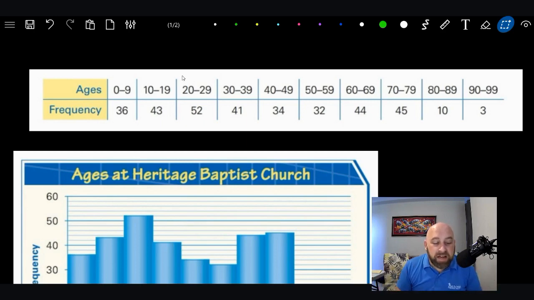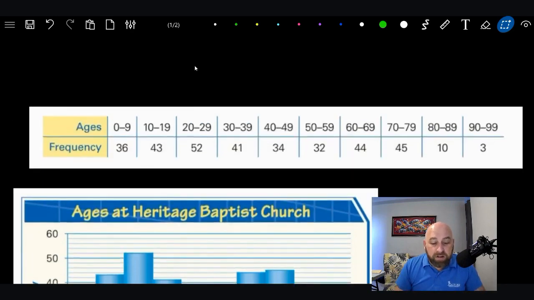50 to 59, 32. 60 to 69, there are 44. 70 to 79, there are 45. 80 to 89, there are 10. And check out these guys, I love them. They're dedicated, they're still going to church. 90 to 99, there are 3 of those people in that church. Now, this would be like on an average Sunday, they just took the ages of everybody in the church.